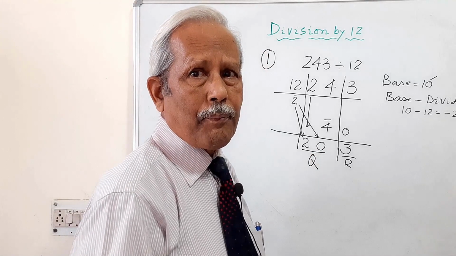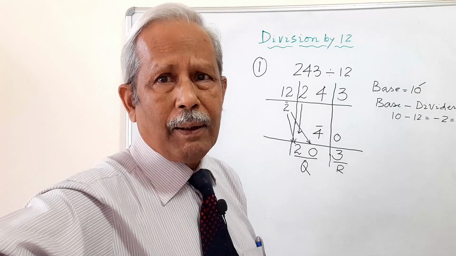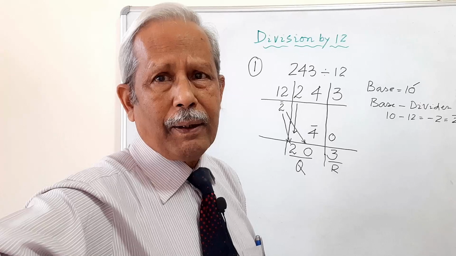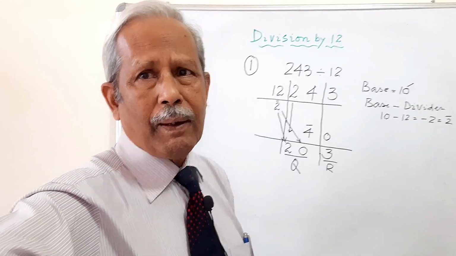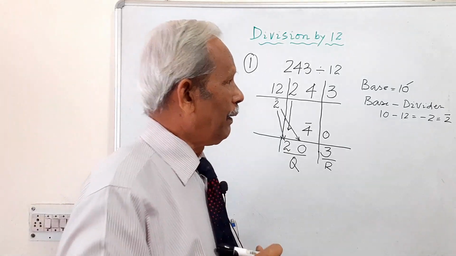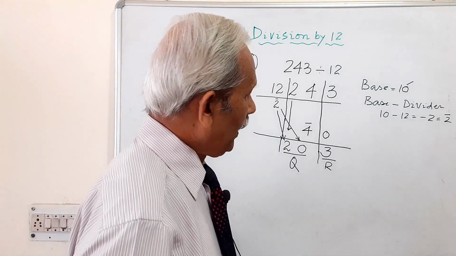I hope you can see the left side very clearly. Divider, base minus divider. Base minus divider is 10 minus 12, which is minus 2, and this is 2 bar.